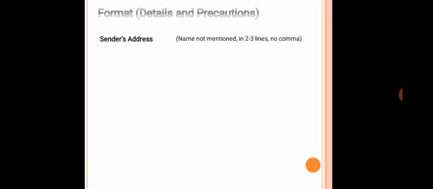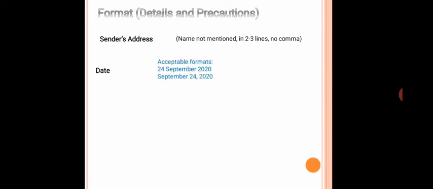The address is generally written in 2 to 3 lines. We should never mention the address in a single line, it does not look appropriate. No comma is used at the end of either of the 2 lines, or even if there are 3 lines, then no comma, no full stop is to be used at the end of any of the lines.